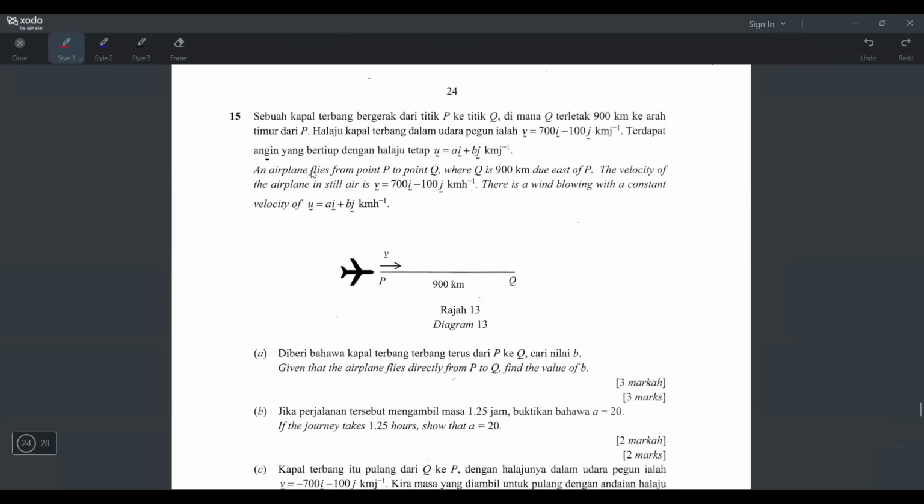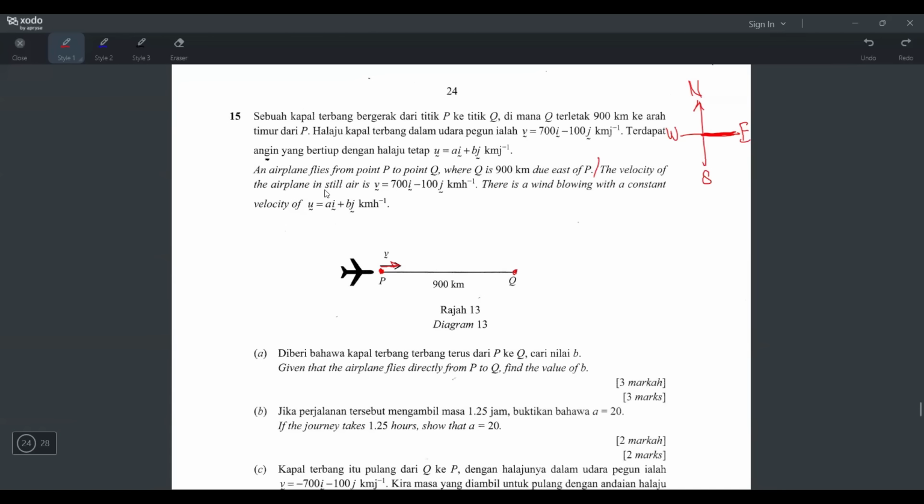Okay, 15. An airplane flies from point P to point Q. It shows in the diagram, where Q is 900 meter due east of P. Okay, so this is north, this one is south, this one is east, this one is west. So due east means it's going to this direction. And as you can see, the arrow also they put here already. So it's due east of P lah. That means this line has to be completely horizontal lah. It means the aeroplane flies in a horizontal line. It never goes up or down. It just flies in a horizontal line.